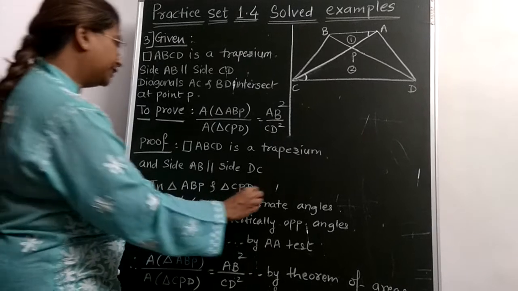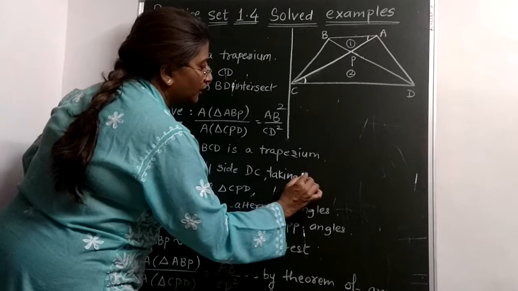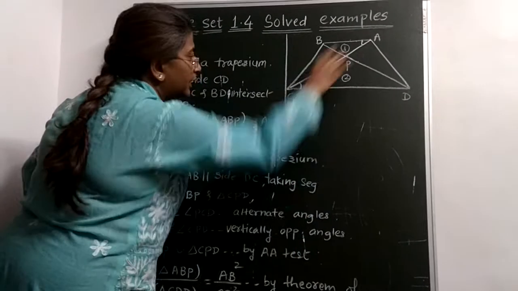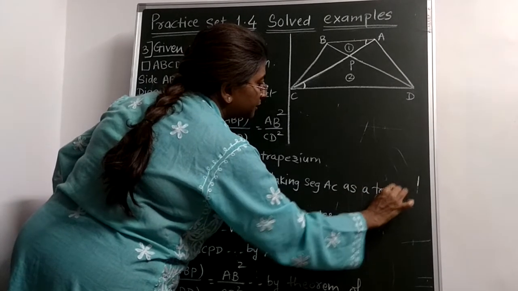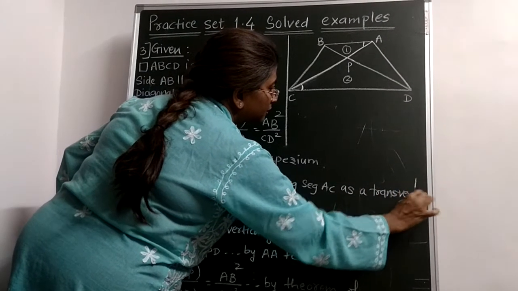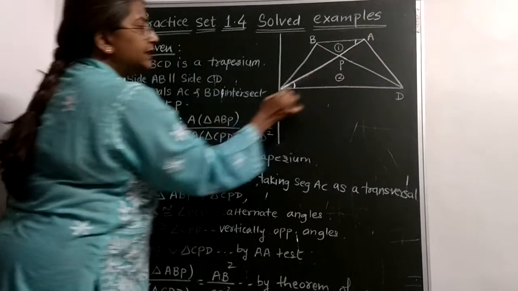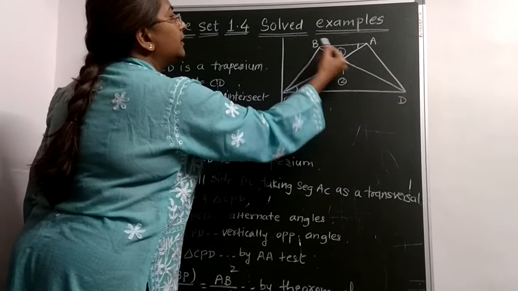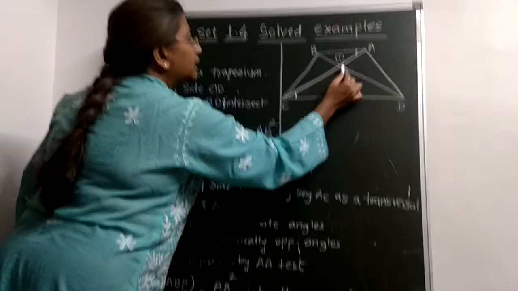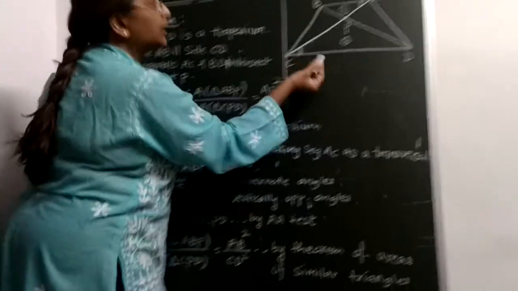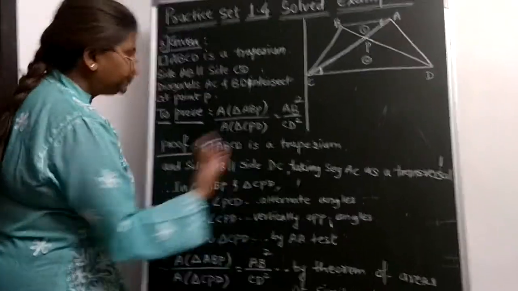We will consider here segment AC as a transversal. As AB and CD are parallel, AC is the transversal, angle PAB, this one, and angle PCD, this one, are congruent to each other because they are the alternate angles. So we will write them.